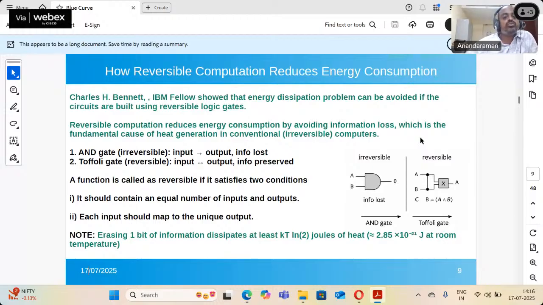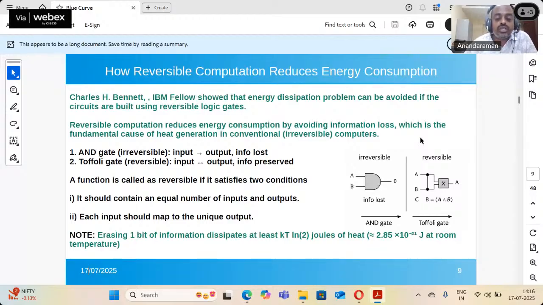Okay. So now, why reversible computing? Whatever conventional computer we are using, those are irreversible computers. That means these computers are made up of logic gates: AND gate, OR gate, NOT gate, NAND gate, NOR gate. These gates do not have a one-to-one mapping between the input and the output. For example, the AND gate has two inputs and the output is one.